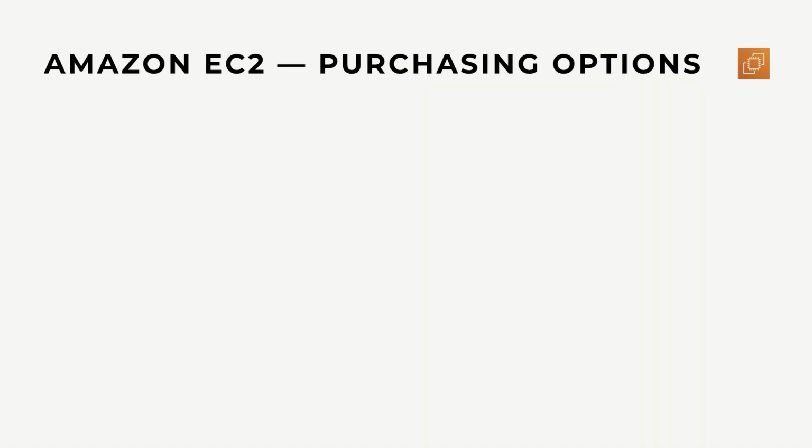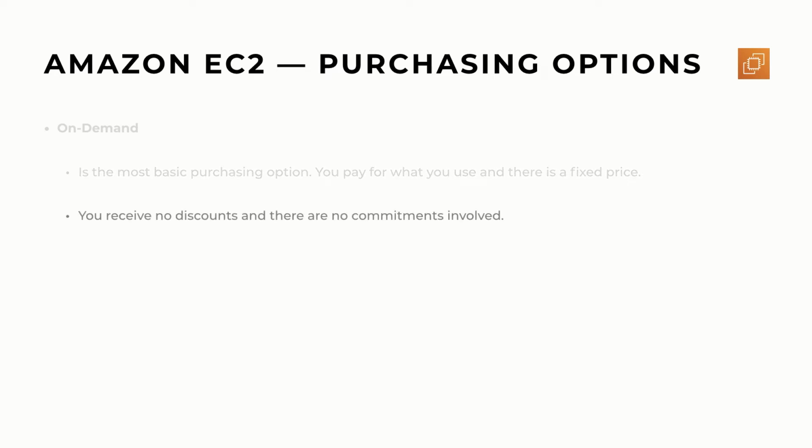Amazon EC2 provides different purchasing options to enable you to optimize your cost based on your needs. There are many different purchasing options, but today we will discuss the three main ones: on-demand instances, reserved instances, and spot instances. The on-demand is the most basic purchasing option. You pay for what you use, and there is a fixed price. You receive no discounts, and there are no commitments involved. The on-demand price may differ based on the region in which the instance is launched.